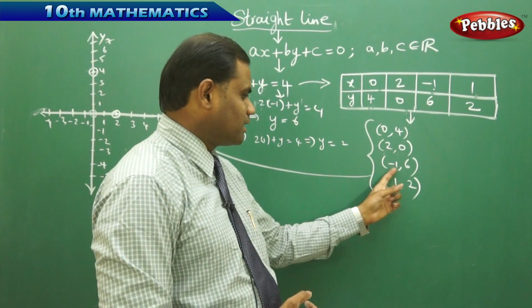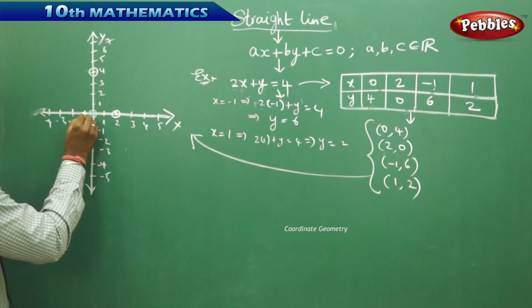Similarly, the next point is minus 1, 6, which clearly comes on the negative side of x.